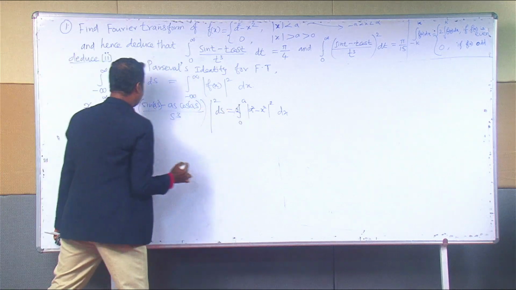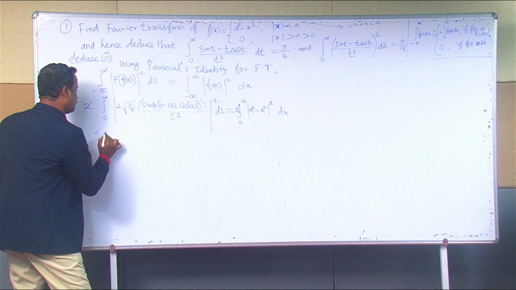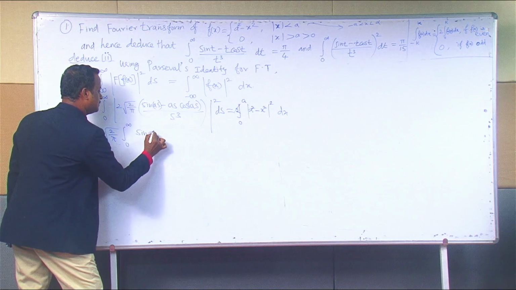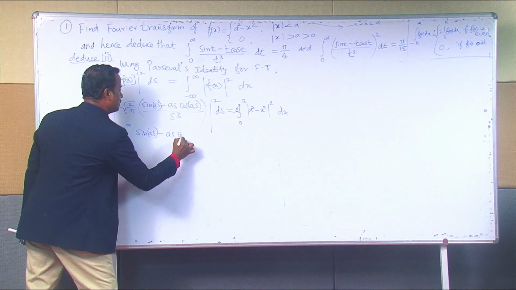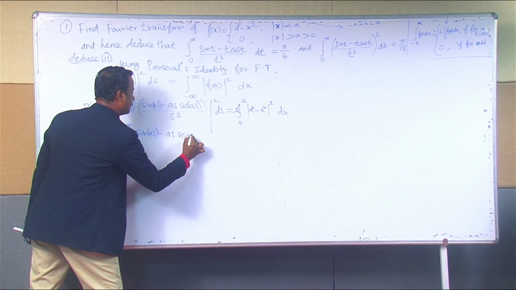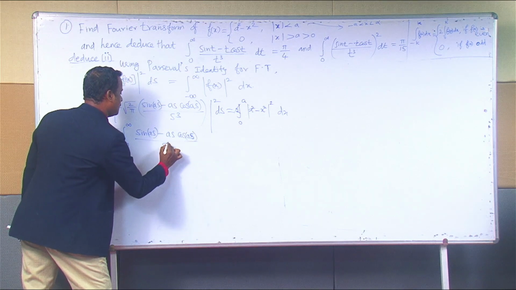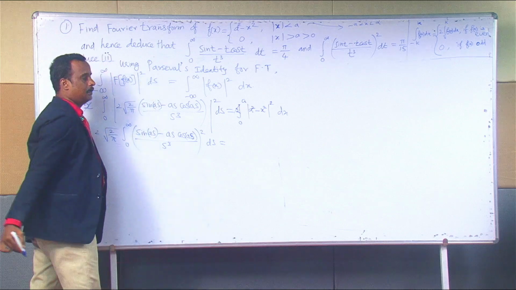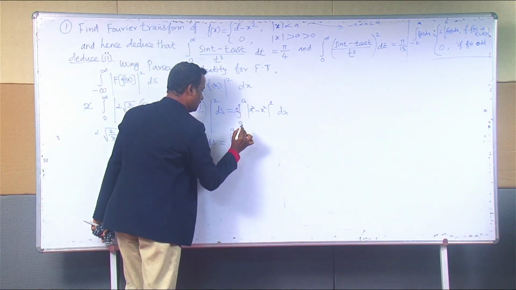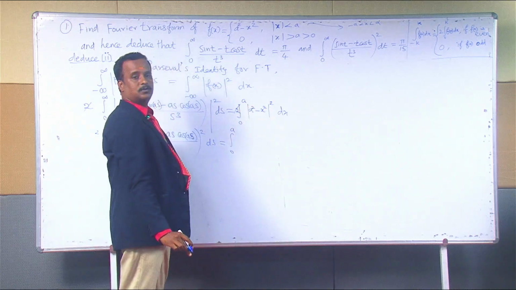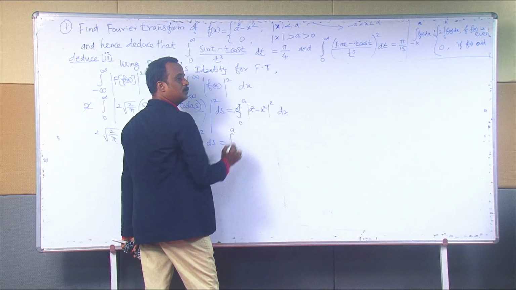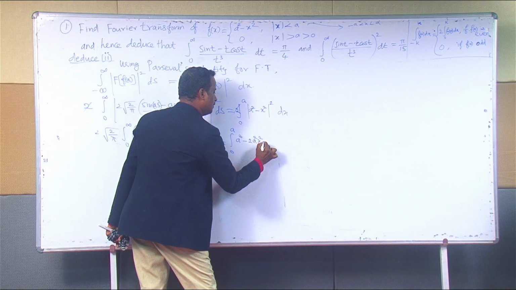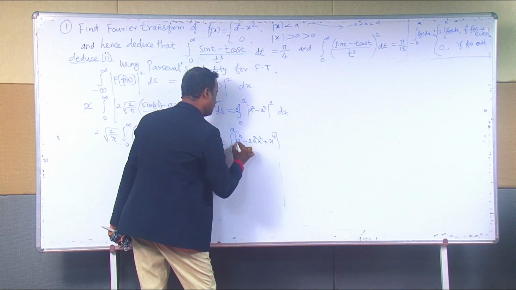This 2 and this 2 get cancelled, and here 2 times root of 2 pi pi integral 0 to infinity (sin as minus as cos as) divided by s cube the whole square ds, which is equal to the integral 0 to a of (a square minus x square) the whole square. That is the (a minus b) whole square formula, that is a power 4 minus 2 times a square x square plus x power 4. This is the formula for (a minus b) whole square.